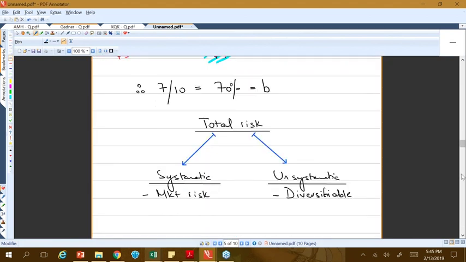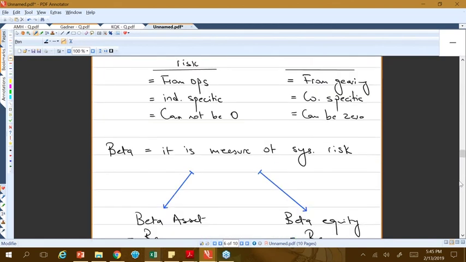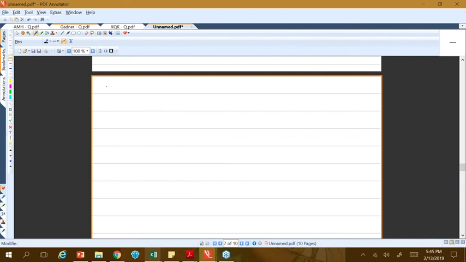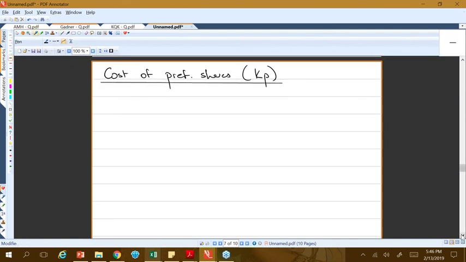Now, next thing, let's just quickly wrap this up before we can go into a question. We need to find the cost of preference shares as well. Cost of preference shares, which is the KP. So the cost which a business pays for raising preferred capital. This is really, really simple because KP is the fixed dividend over the market price of the preferred share. And that's it, nothing else. A very, very simple calculation. Fixed dividend over market price of the preferred share. That's it.